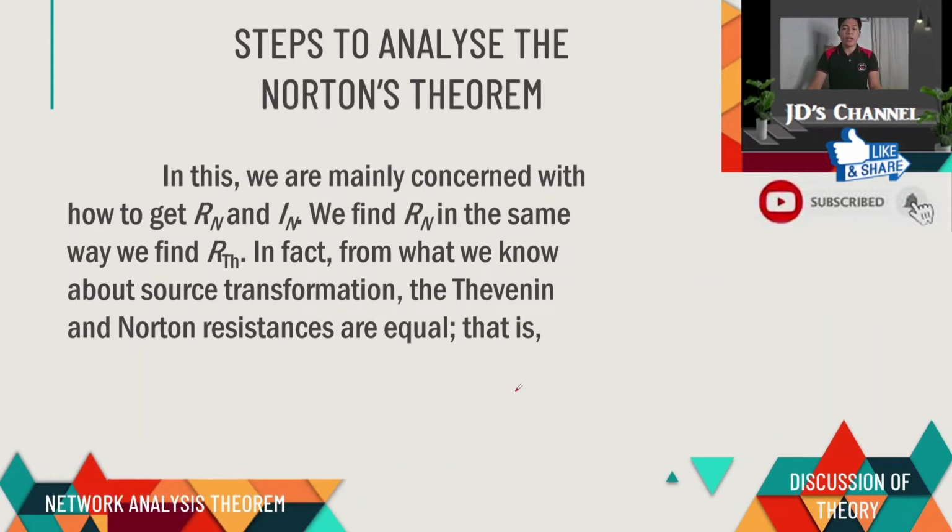So, in Norton's Theorem, we are mainly concerned with how to get our RN and IN. To find RN is the same way we find RTH. Where have we seen that RTH? That is from our Thevenin's Theorem.